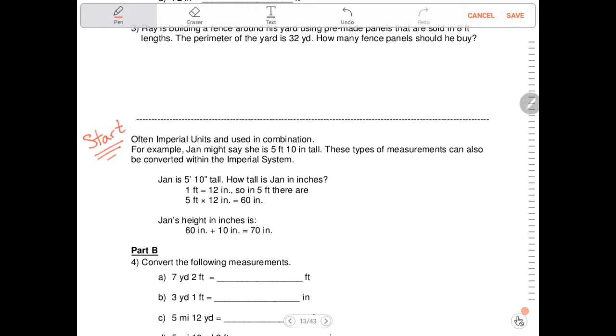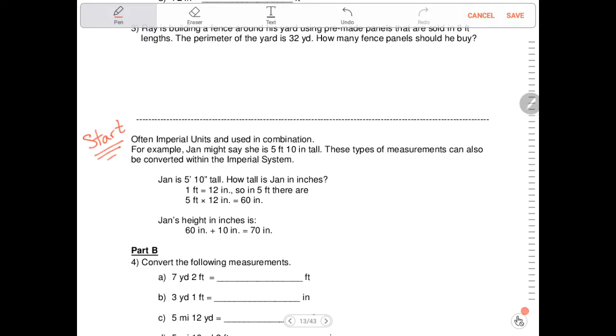Hi everyone, we're just doing some more work now with imperial measurements. What we're doing now is working with a combination of imperial measurements and switching them into a common unit. What I mean by that is, let's say you're given feet and inches. They want everything put into inches.